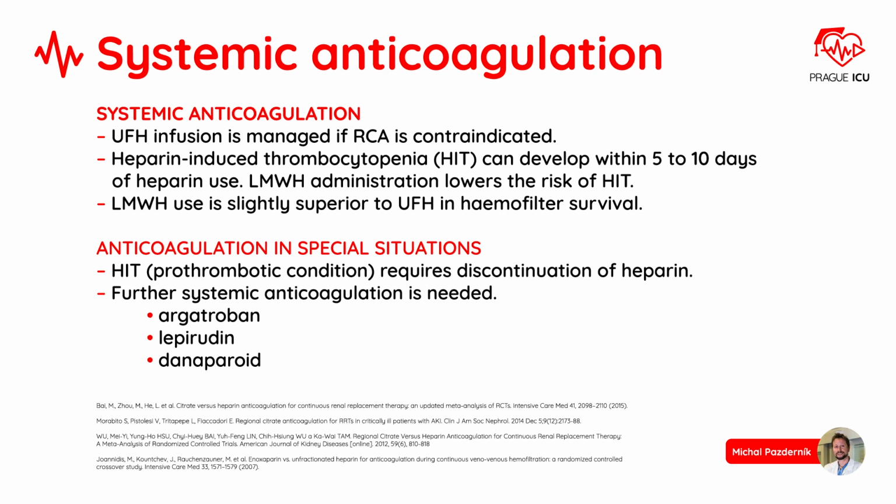Heparin-induced thrombocytopenia can develop within 5 to 10 days of heparin use. Low molecular weight heparin administration lowers the risk of HIT. Low molecular weight heparin use is slightly superior to unfractioned heparin in hemofilter survival. HIT requires discontinuation of heparin. Further systemic anticoagulation is needed, either argatroban, lepirudin, or danaparoid.